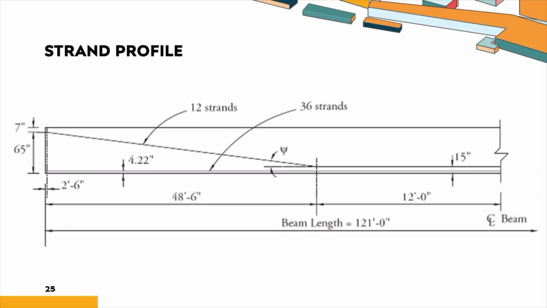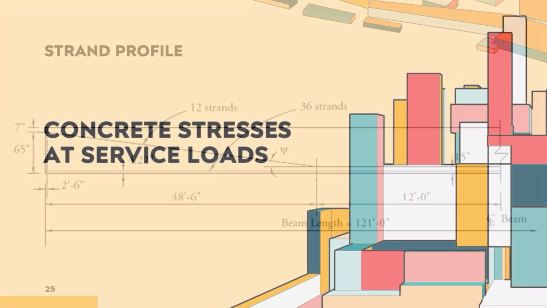Once you come up with the harping pattern, you then have to recalculate the actual compressive and tensile stresses on the beam. If the new compressive and tensile stresses are below the allowable, then you can continue with the design checks. If it is still above the allowable, then you will need to readjust your harp pattern.